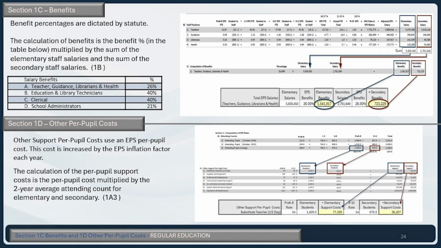Section 1D is other per pupil costs, and these are set rates that are inflated each year by the inflation factor. And for this, we're using those counts from 1A, and we're multiplying it by the rate that's specified, and that is giving us an amount for other per pupil costs.